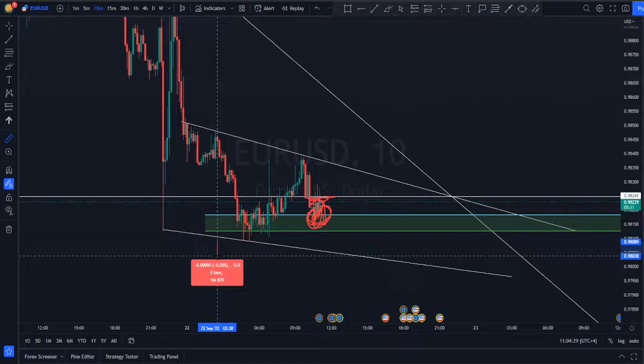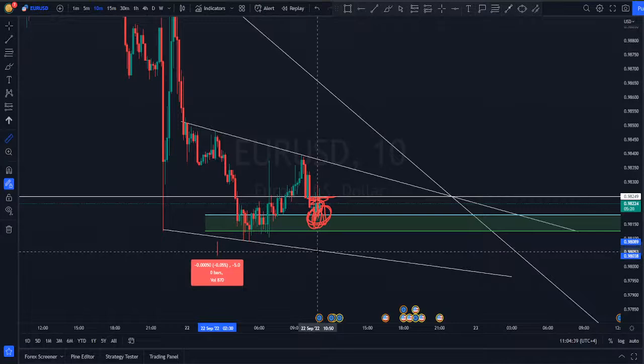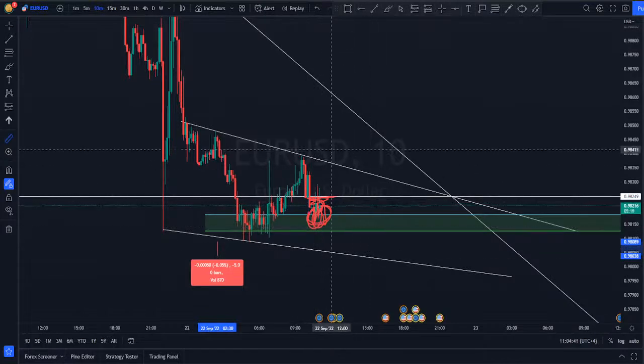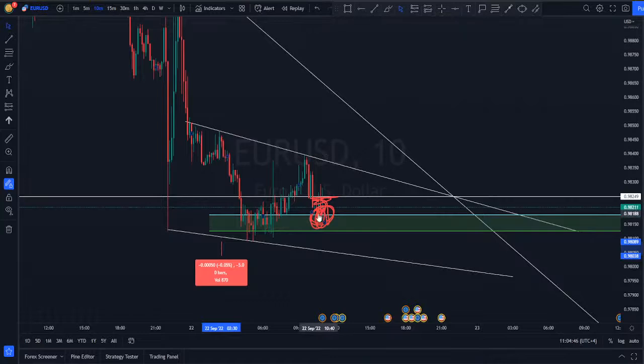So if it goes against me at this level, I'm going to close 50% of the positions I've got open, and the rest of the 50% I'm going to allow to hit stop loss. So just to let you know what I'm doing, so that you don't get surprised if I show you the position eventually.